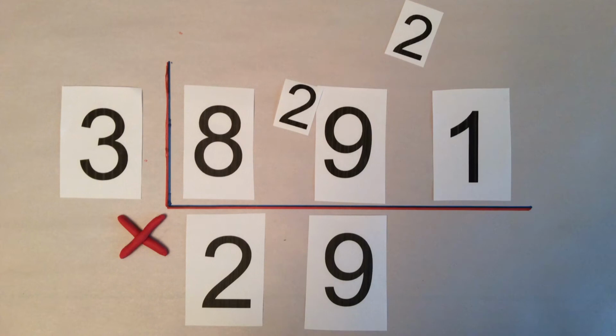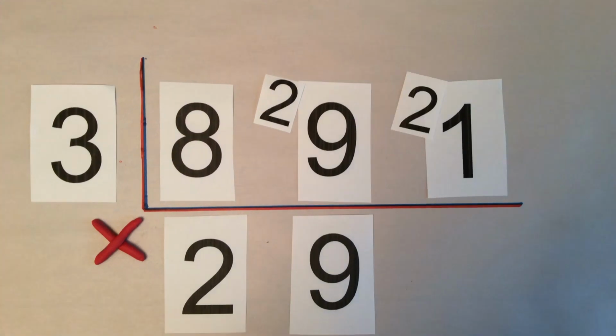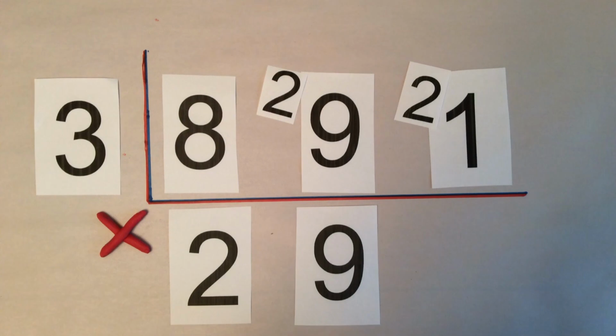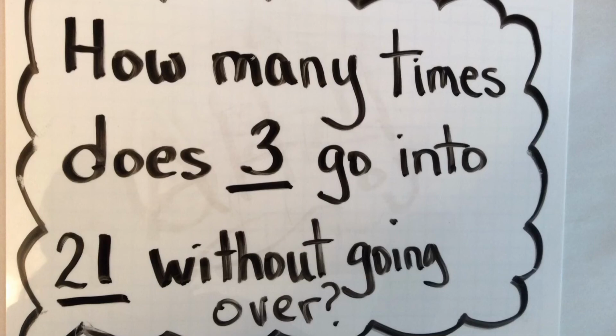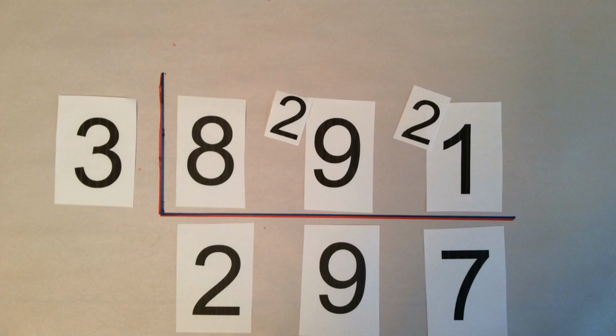So let's bring down our 2. And now it's not 1, but we make it 21. And then the third step is, again, ask how many times does 3 go into 21 without going over? The answer, 7, because 3 times 7 is 21. Now we have to subtract that from 21, and we have a 0 remainder.